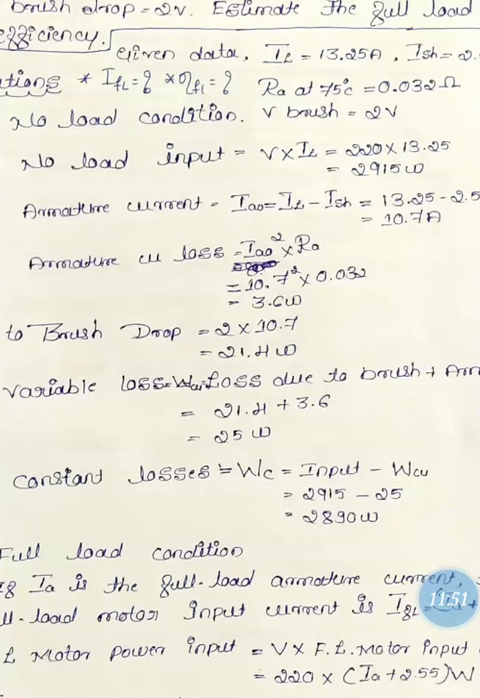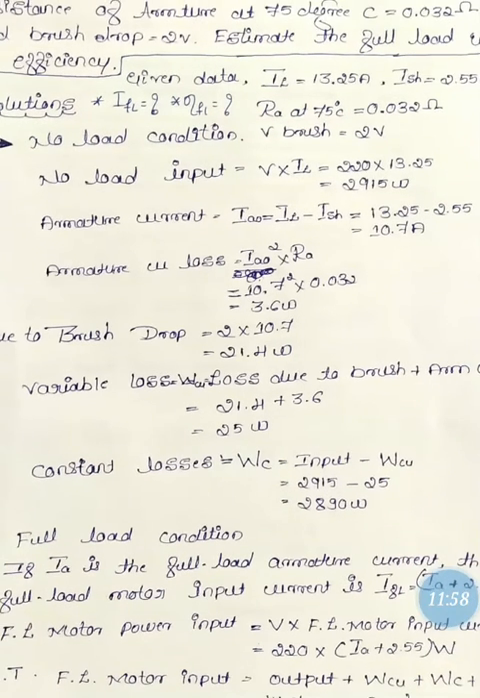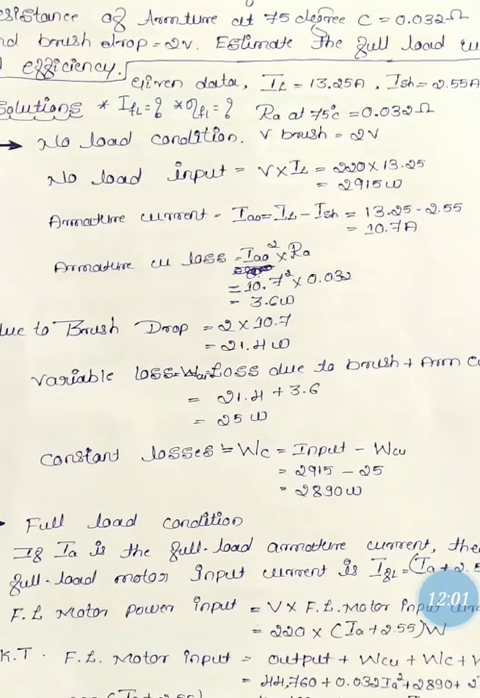Similarly, the armature current can be calculated as the difference between the line current and the shunt field winding current. The shunt field winding current is given, that is 2.55. Then take the difference between line current and shunt field winding current. We will get the armature current as 10.7 ampere.